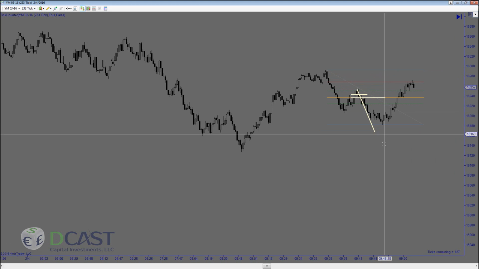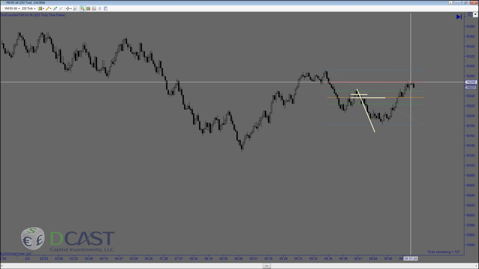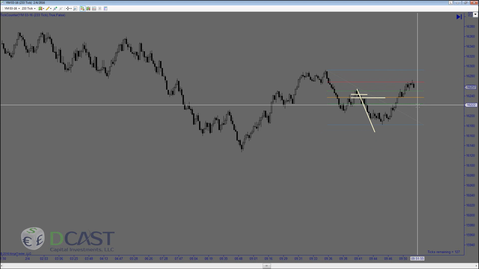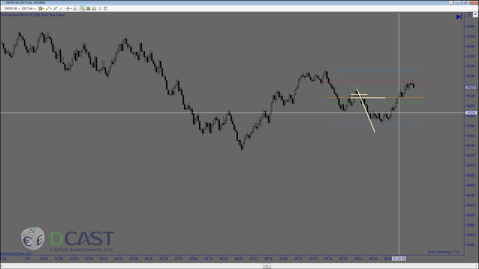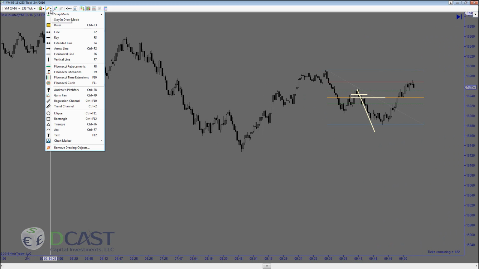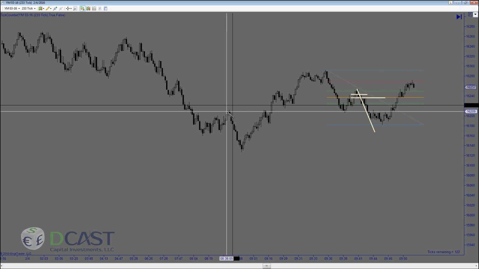So what do I want to do? I want to position myself. I want to see how price comes back down here into this area so that I can take a possible long into a new structure high.